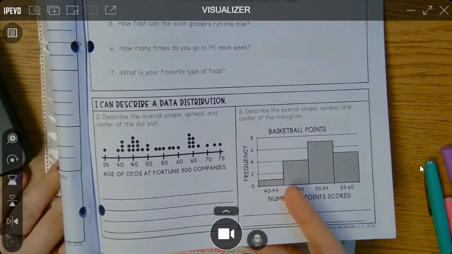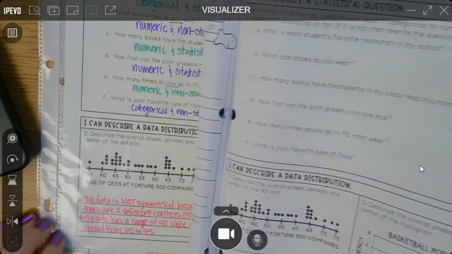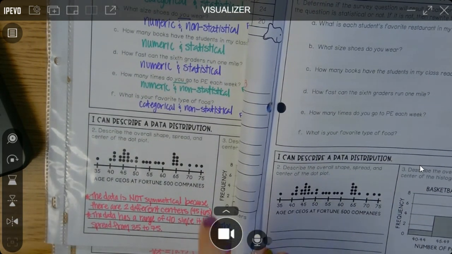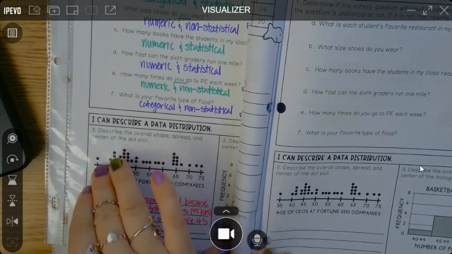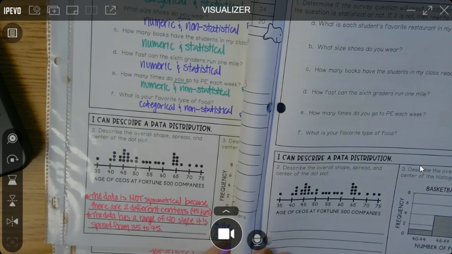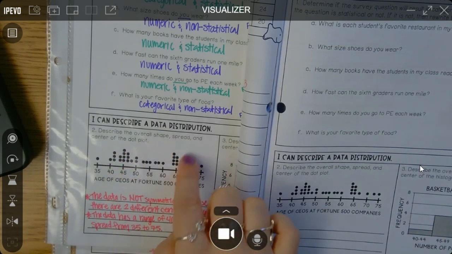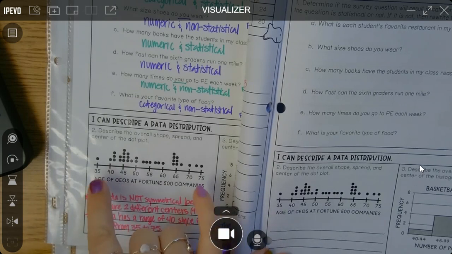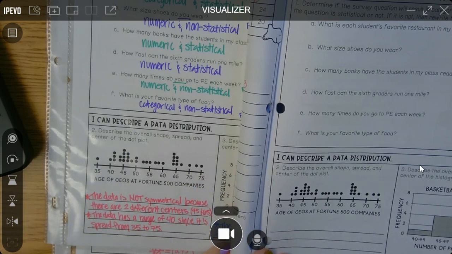Hopefully you said something along the lines of, it's not symmetrical. I can't even really say that it's skewed, because it's not all on one side and tilted this way or all on this side and tilted that way. It's kind of all over the place, right? But there are kind of two different centers. There's a center here and then there's a center here. So it's an odd graph with two centers. And then for the spread, I would say it has a pretty big range. It goes from 35 to 75, so it has a range of 40.